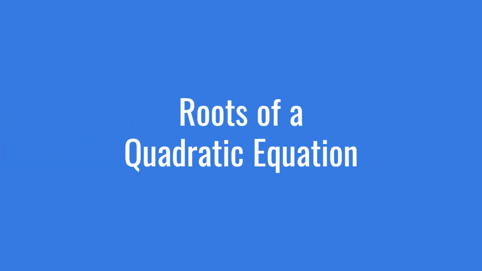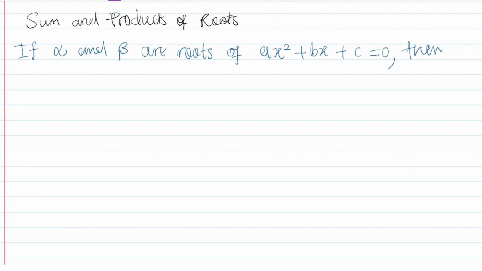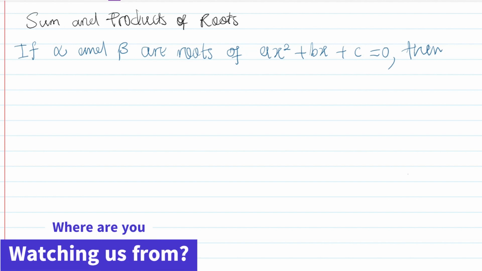Sum and products of roots. Now, roots are just zeros or values that solve a quadratic equation. So the question is, if alpha and beta are roots of a quadratic equation, then what is the relationship?